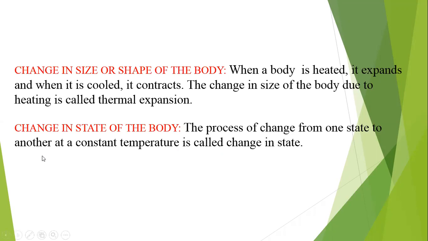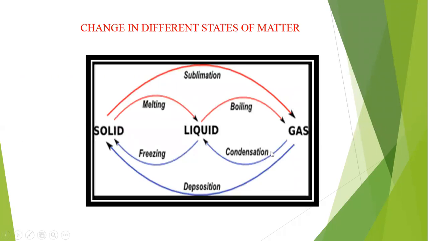Next, the third effect is change in state of the body. So, what is this change in state? See, we know that matter exists in three different states, namely solids, liquids, and gases. So, the process of change from one state to another at a constant temperature is called the change in state. Now, let us understand this change in different states of matter with this diagram.